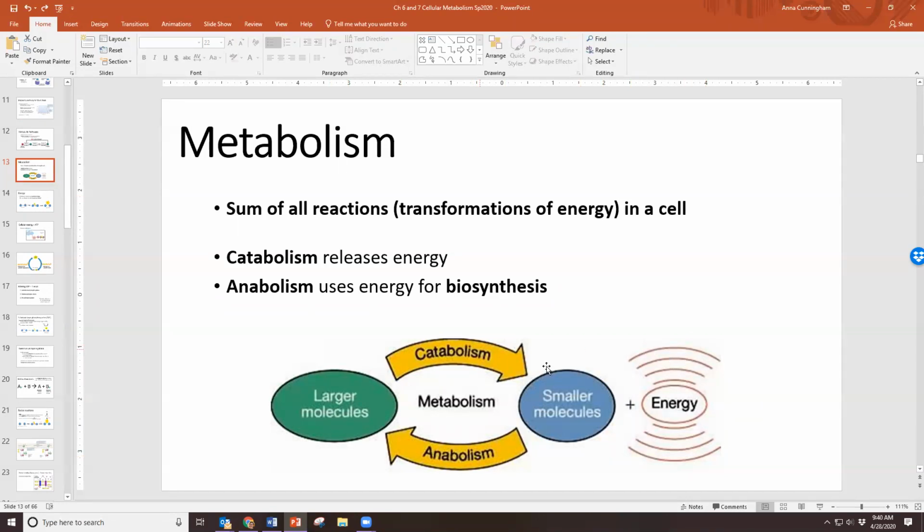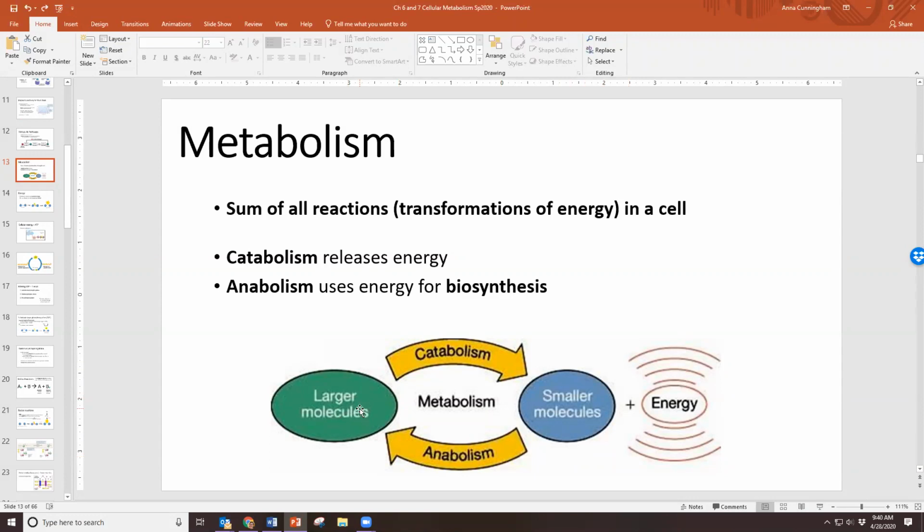But the products of catabolic reactions, being small molecules and energy, are actually the reactants for anabolic reactions, where we use small molecules and use energy to build larger molecules. So catabolic and anabolic reactions are intimately linked together.